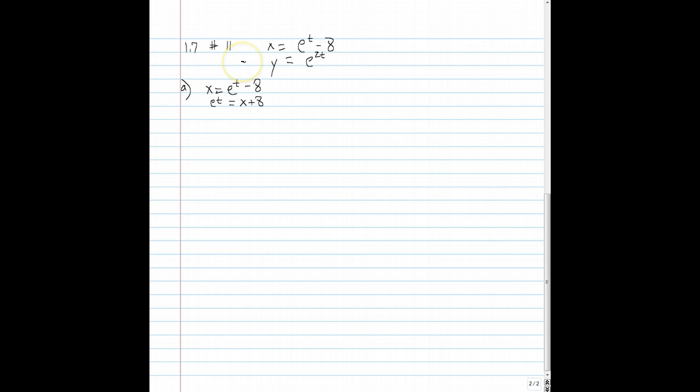From here, we can take this and substitute it in for y. So y is equal to e to the 2t. But if you remember your rules of exponents, another way to look at this is e to the t raised to the second power. So we can take this x plus 8 and put it in right here. So that's going to give us y equals x plus 8 squared.